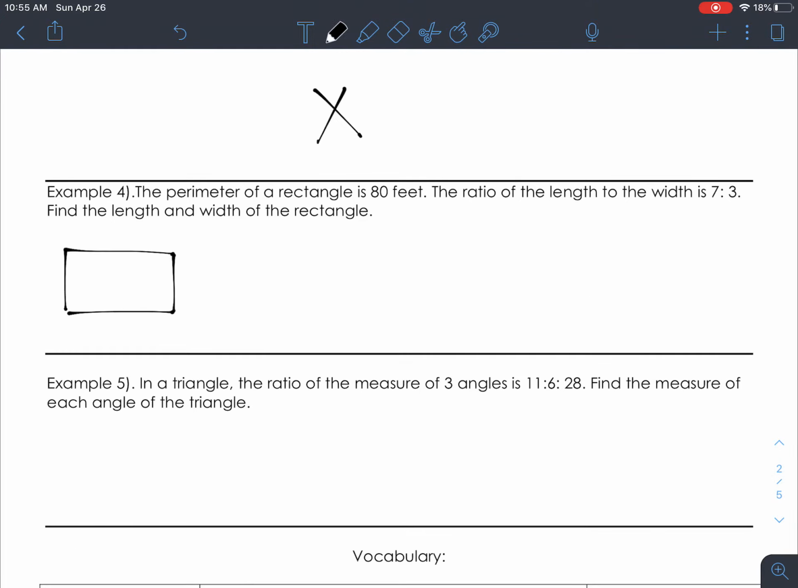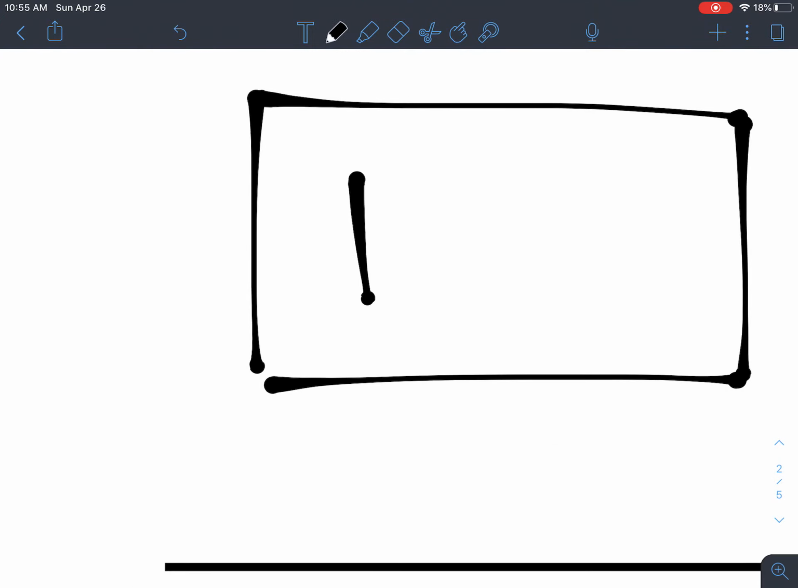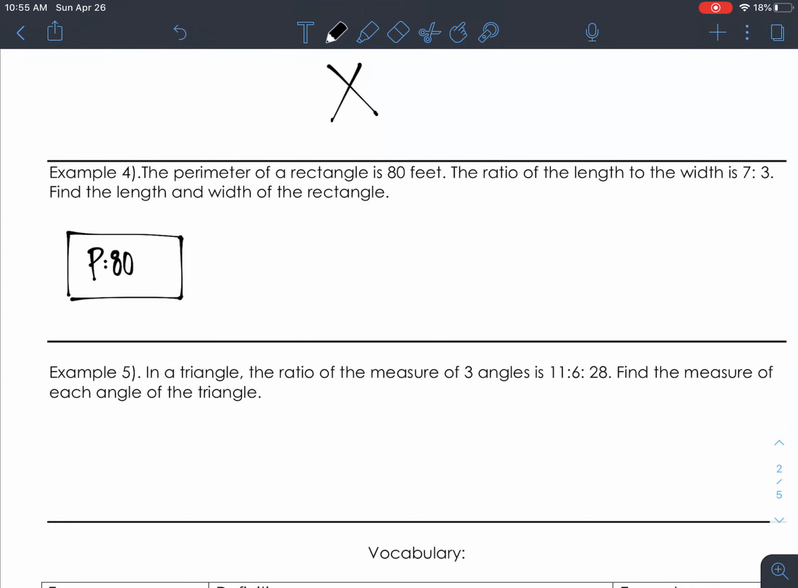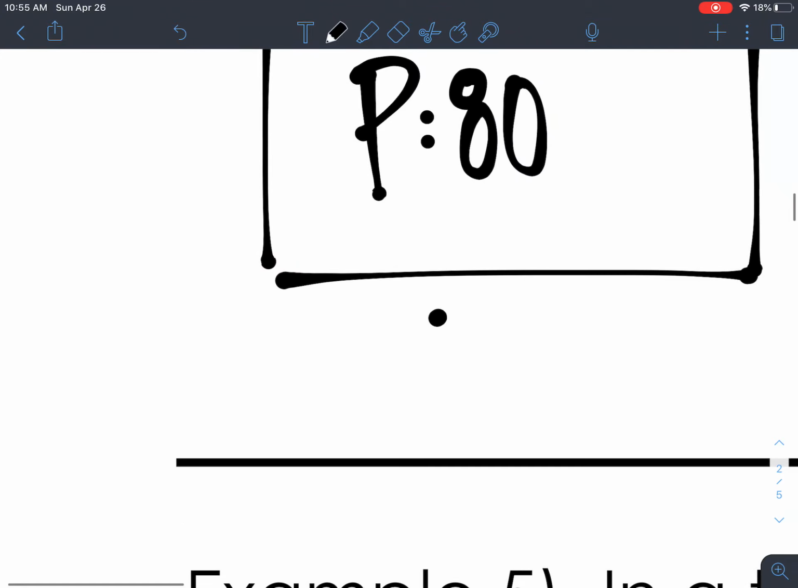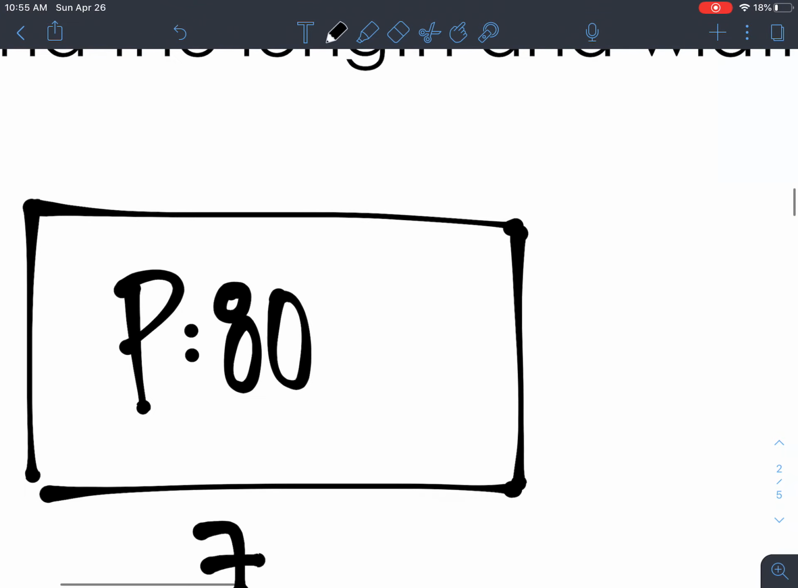All right, and it's saying that the perimeter of that rectangle is 80 feet. Okay, so let's talk about what perimeter means. Once again, perimeter means you're going to add up all 4 sides of that rectangle, right? Now, it doesn't matter which one you label your length and your width. I'm going to label this one as my length, this one as my width.